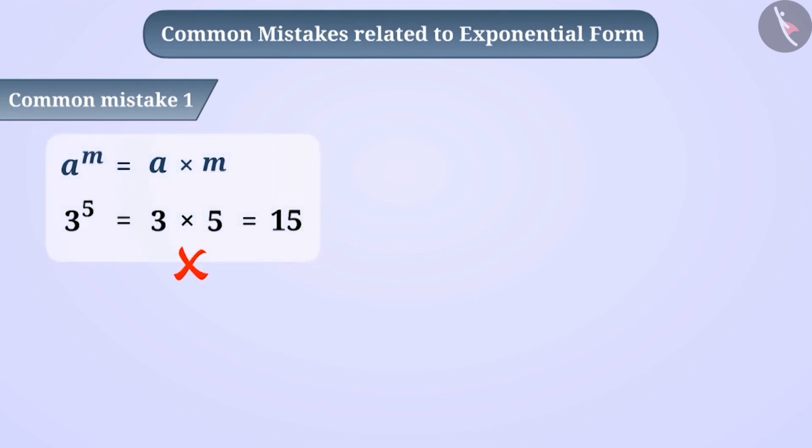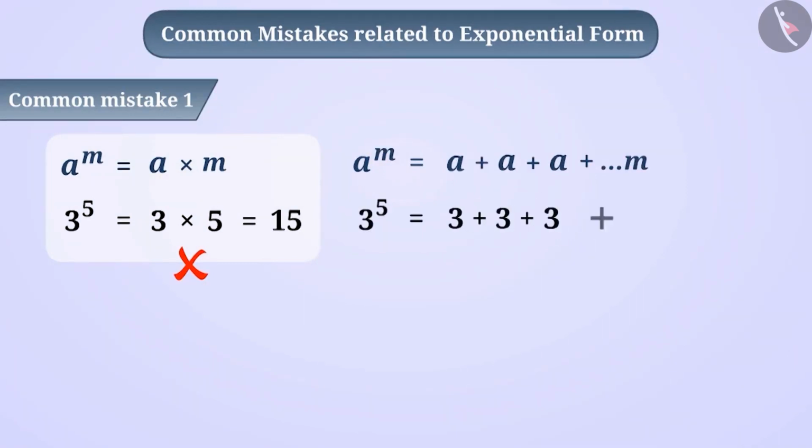Similarly, some children add the base as many times as the exponent to find the value of the number. For instance, to get the value of 3 raised to the power of 5, children often add 3 five times to get the result 15. This is also a wrong understanding.